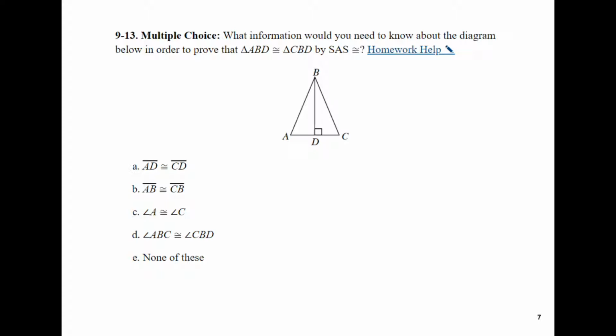9-13 says, what information would you need to know about the diagram below in order to prove that triangle ABD is congruent to triangle CBD by side angle side congruency? So looking at this triangle, we know based upon the reflexive property that BD is congruent to BD. We know that if we have a straight line, it equals 180. So by definition, if this is a right angle, this is also a right angle, so they're congruent. So the only other information that we would need to know is that line segment AD is congruent to line segment CD.